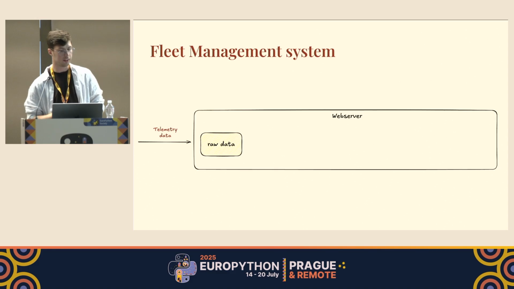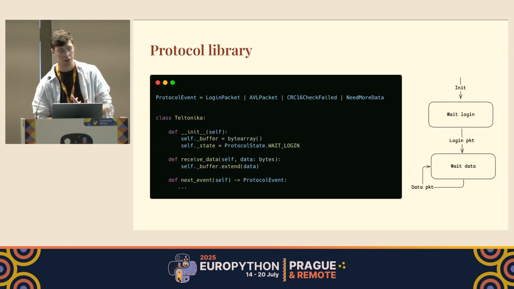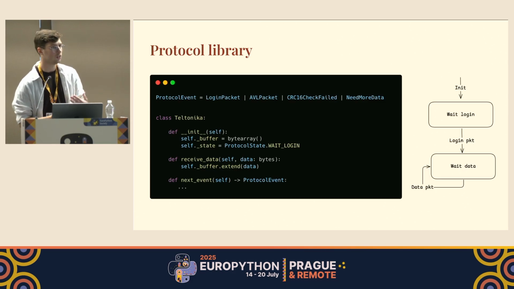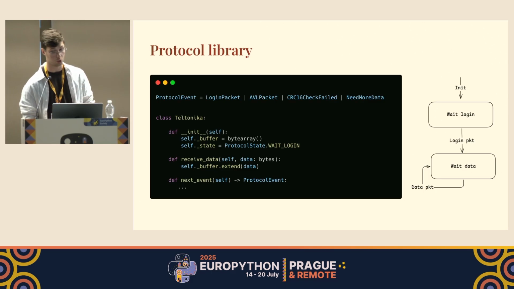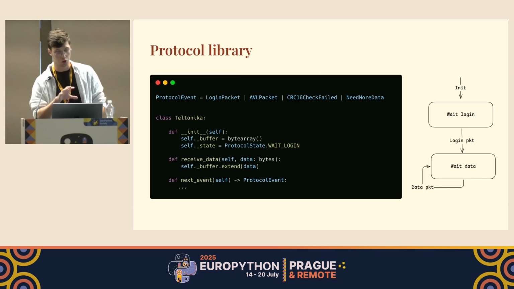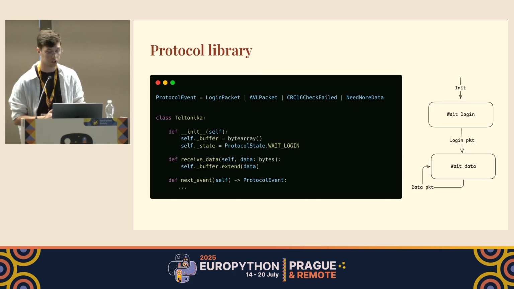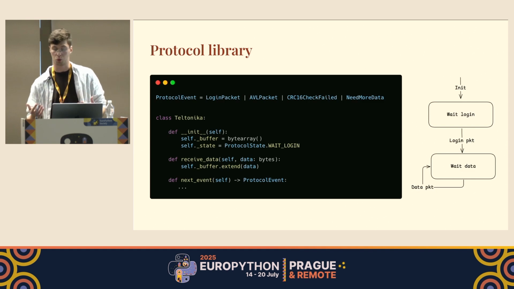We have access to raw data, but we still need to extract the frames and understand what our vehicle sent to us. For this, we need to implement a protocol library, which will actually do quite a bit more work than we can imagine at the beginning, because it's not only about parsing the incoming events, but also about tracking the state and respecting the protocol rules. On the right, we can see a small diagram that shows the happy flow. First the vehicle should send us a login packet, and if the login was accepted, then we can expect a data packet to arrive.